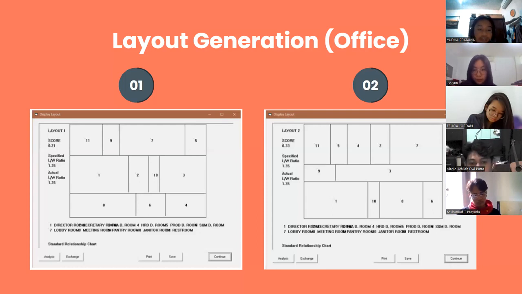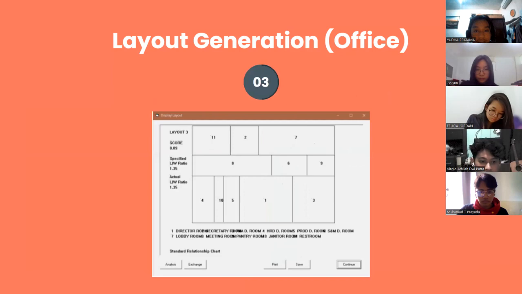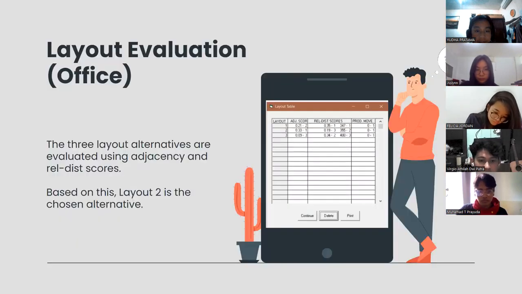For the layout generation, we use block plan to analyze and score the layout, as we can see in figures number 1, 2, and 3 in the next slide. Next slide, please. The three layout variants are compared based on their adjacency and relative distance ratings. Layout 2 has been selected as the preferred choice as a result of this. Next slide, please.